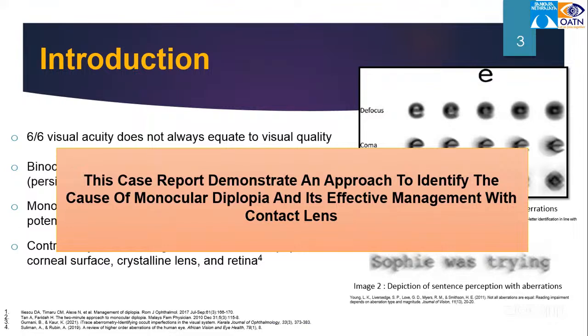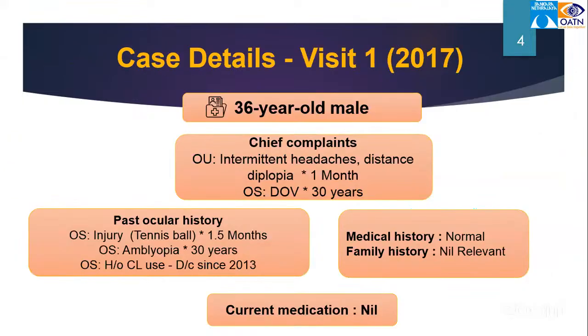contact lenses. This is the case of a 36-year-old male with a complaint of intermittent headache and diplopia at distance for the past month. He gave a verbal history of amblyopia in the left eye since childhood, and the patient had a history of trauma in the left eye 1.5 months before, and he had already used a contact lens in the same eye. Other histories were normal.